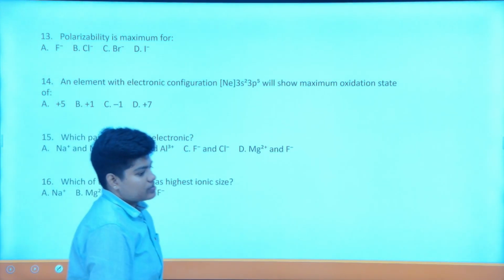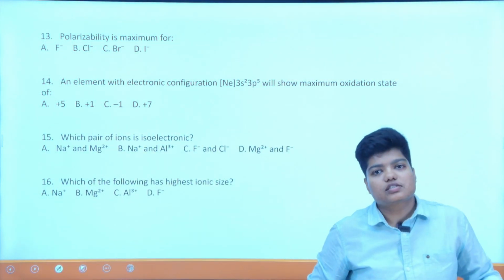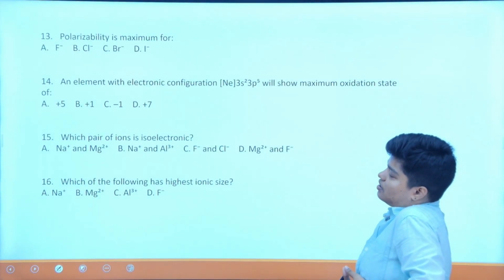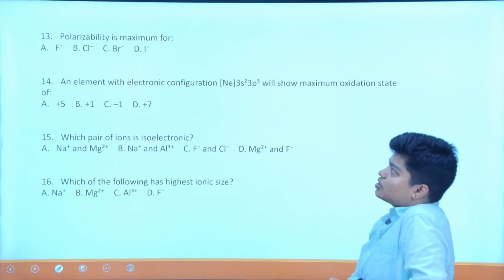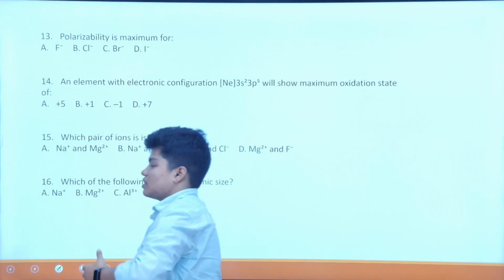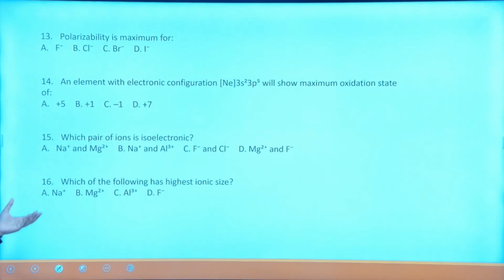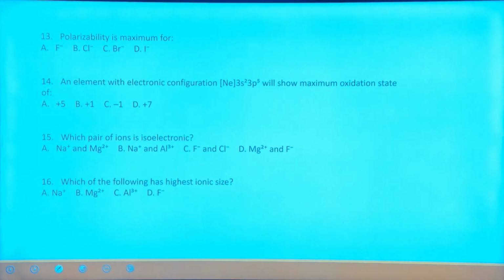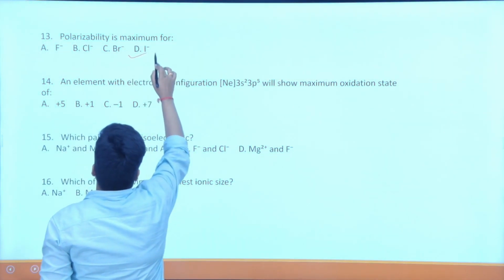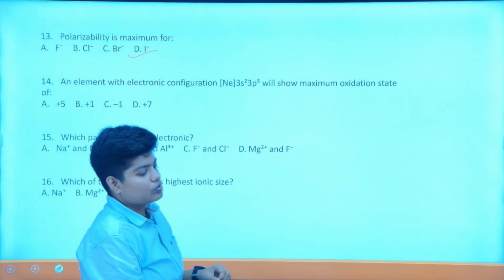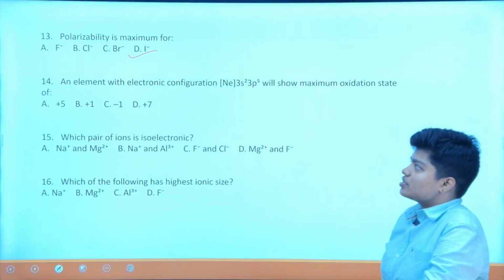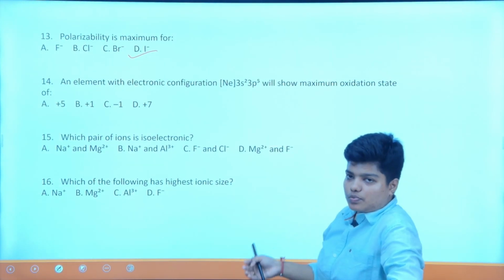Now, polarizability is maximum in which case? What is polarizability? Polarizability mainly depends on the size of the anions. The greater the size, the greater the polarizability. Polarizability means the capability of distortion of the electron cloud in the outermost shell. The larger the size, the more the polarizability. So polarizability is maximum in the case of iodide, because going down the group, fluorine, chlorine, bromine, iodine increase in size, so the polarizability of iodine will be more. Generally polarizability is directly proportional to the size.